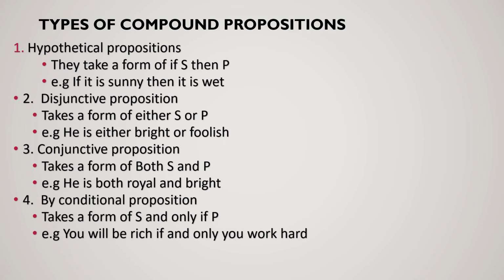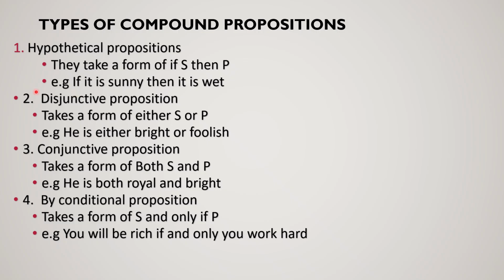The different types of compound propositions include the hypothetical propositions. They take the form of if S, then P. For example, when you say if it is sunny, then it is wet. S here, remember, refers to the subject, and P refers to the predicate. So if it is sunny, then it is wet. This is an example of a hypothetical proposition.